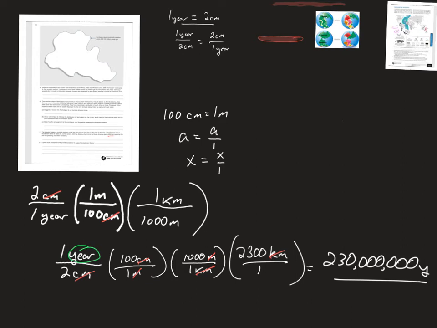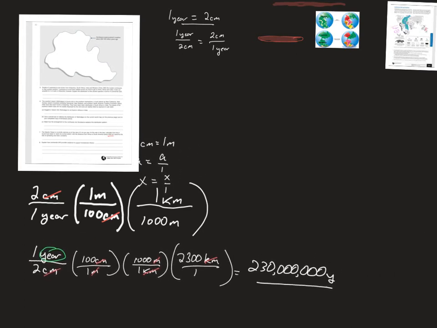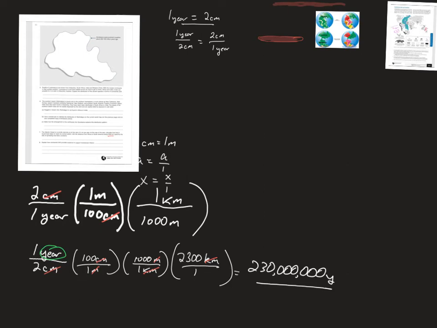230 million years. And if you really wanted to get fancy, you would have used scientific notation. I just want to show you how much easier scientific notation would have made this. So if we used 1 year in scientific notation, we would say 1.0 times 10 to the 0, because 10 to the 0 is 1. I don't know if you knew that, but any number to the 0 power is equal to 1. A million to the 0 power is equal to 1. 1 times 1 is 1, so this is 1.